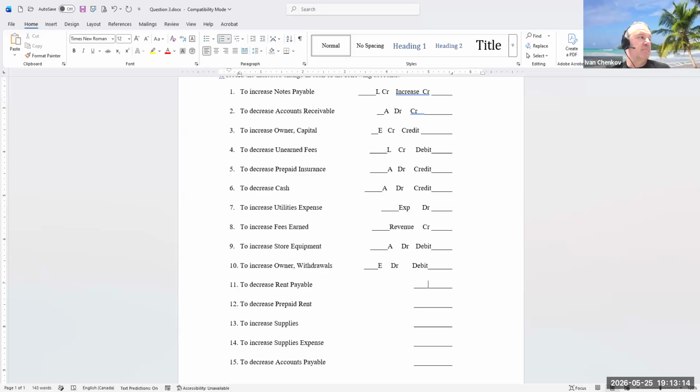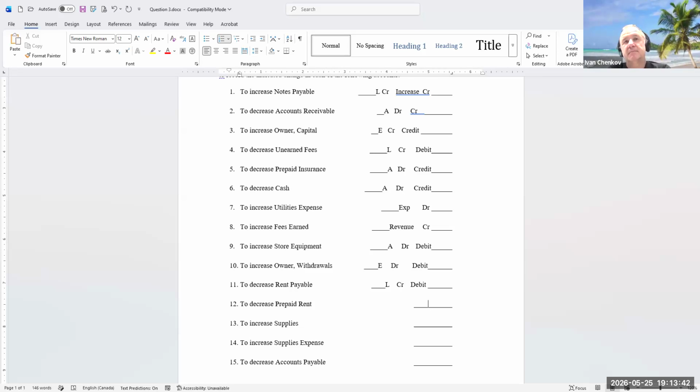Rent payable. It's a liability, clearly. And normal balance is credit. And if I want to decrease a liability, what do we have to do? Debit. Yes, Lena, you're right.